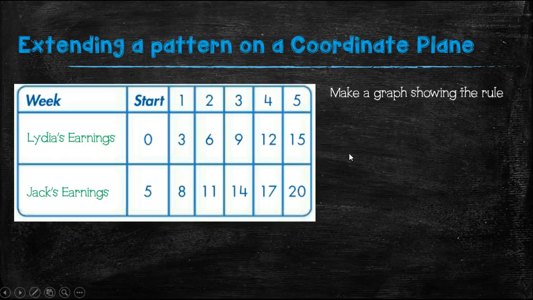The question is, how are we going to make a graph showing the rule that we have here in this table? Well, we're going to make Lydia's earnings the x-axis and Jack's earnings the y-axis. It could be switched if you wanted to, but I want you to do it this way so you can match up what I have.